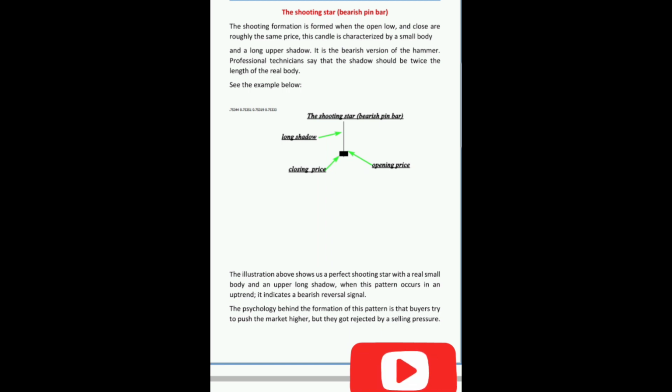Professional technicians say that the shadow should be twice the length of the real body. See the example below. The illustration above shows us a perfect shooting star with a really small body and a long upper shadow. When this pattern occurs in an uptrend, it indicates a bearish reversal signal. The psychology behind the formation of this pattern is that buyers try to push the market higher, but they get rejected by selling pressure.